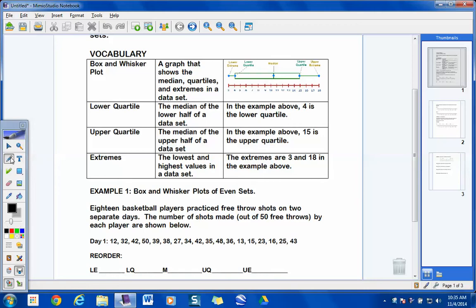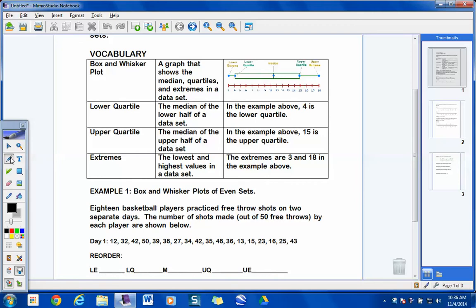How about this, Lily? Lily, you want to read my first vocab definition up here for box and whisker plot? Right here, this top middle. A graph that shows the median, quartiles, and extremes of the data.